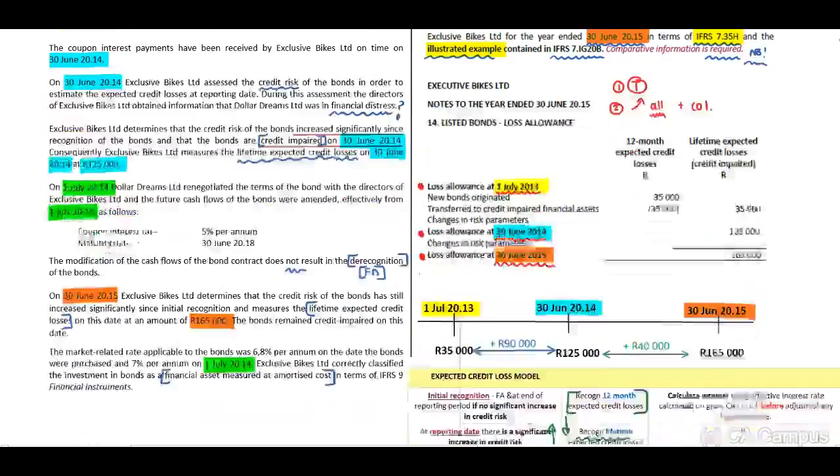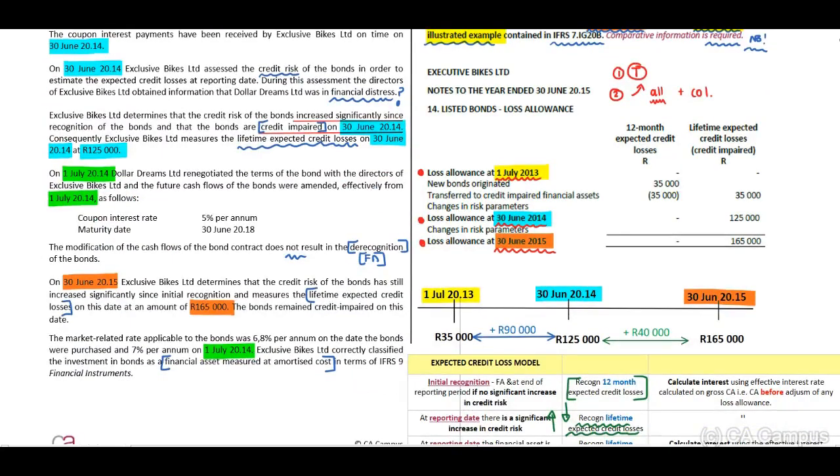Now guys, when you look at our timeline that I have included, on 1 July 2013, they've indicated to us that there is a 12-month credit loss allowance of 35,000. Therefore, in your table, new bonds originated 35,000. Then on 30 June 2014, they've indicated to us that the credit bond will now be credit impaired. Therefore, this is a movement from our 12-month allowance to credit impaired.